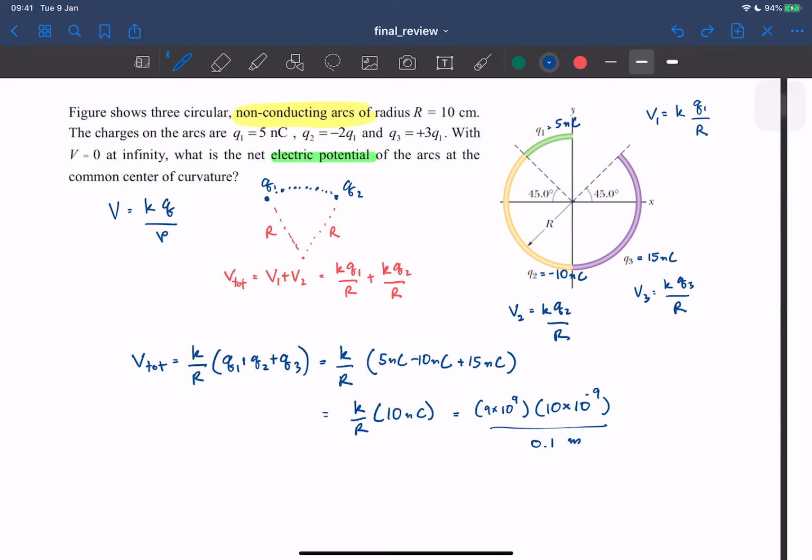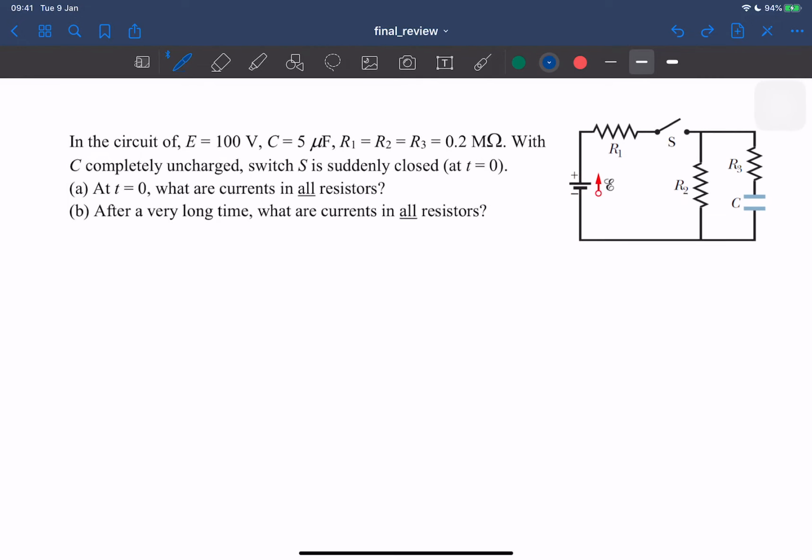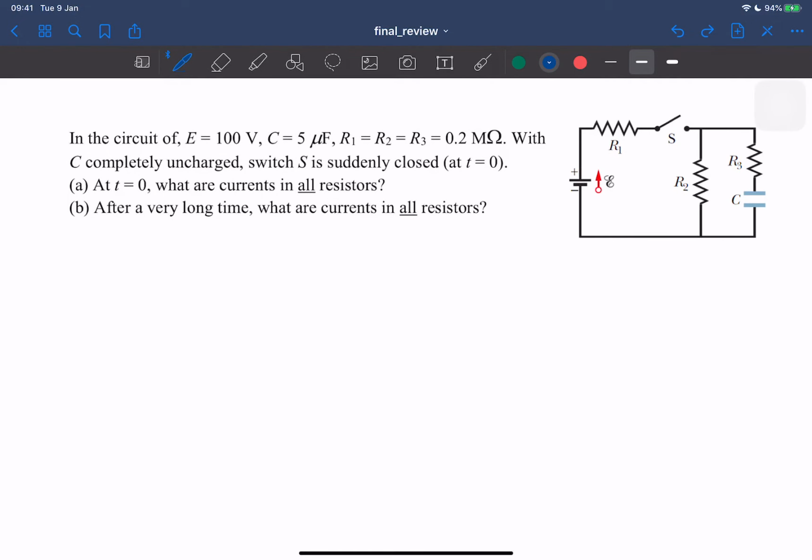All right, let's do the next one. This one is an RC circuit, so it might be a little bit difficult, but I'll let you do this for a few minutes.